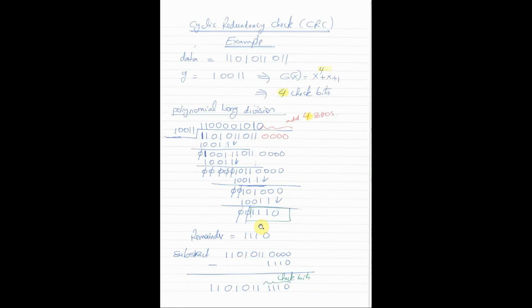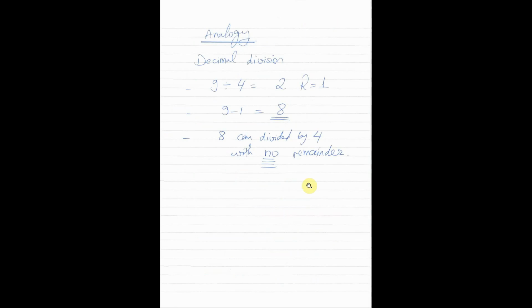Of course, in the actual CRC method, we are doing polynomial division, but as an analogy, it's not exactly the same, but it's similar. Imagine that we are dividing decimal numbers. Imagine that we're dividing 9 by 4. So 9 divided by 4. What is 9 divided by 4 using the remainder method? 9 divided by 4 is 2, and remainder is equal to 1, because 8 by 4 is 2, but we have one more in the 9, so the remainder is equal to 1.